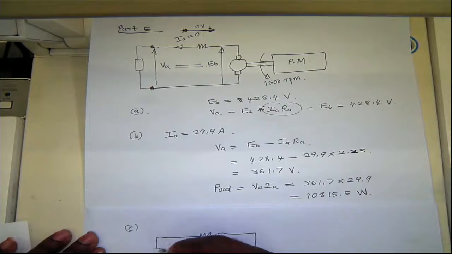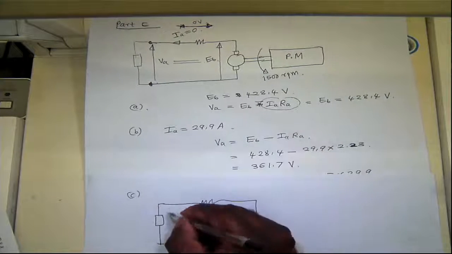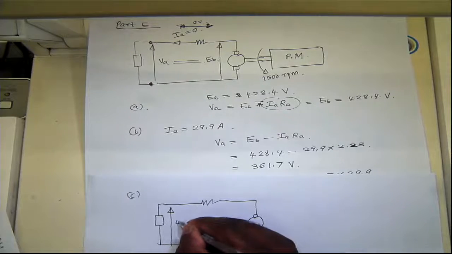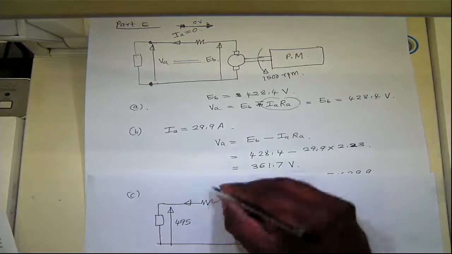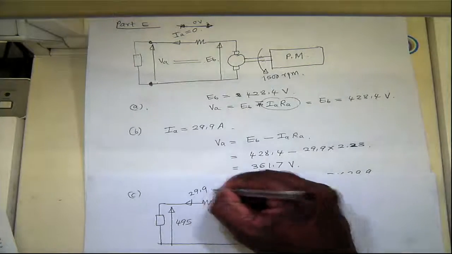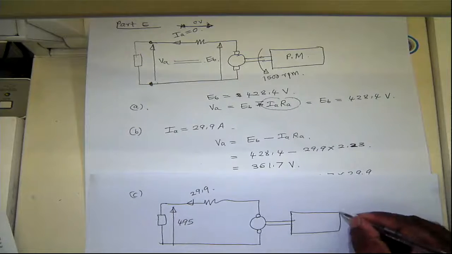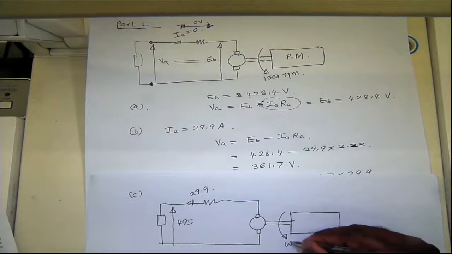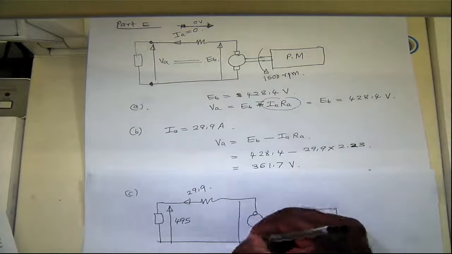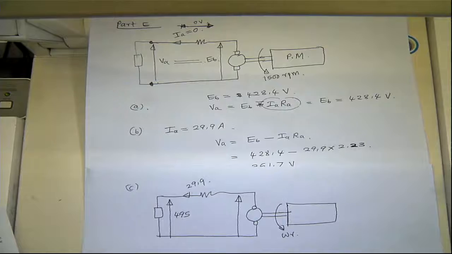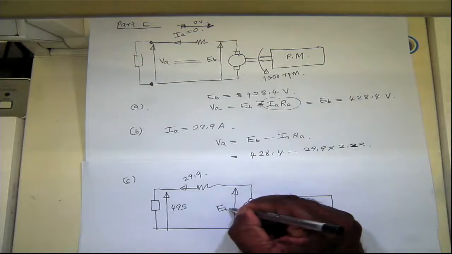So this is electrically loaded such that now the voltage here is 495 and it's feeding a current of 29.9, and this is being driven at a certain speed to achieve this operating condition. So then we can find the back EMF required to achieve this condition, let's say EB new.